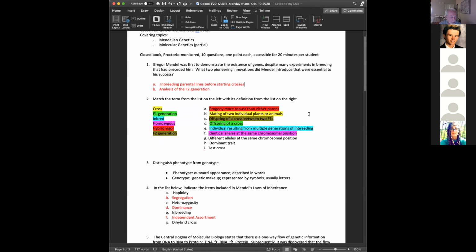Now, some of you confused question 1 with question 4, Mendel's laws of inheritance. So you gave me Mendel's laws of inheritance for question 1, which is not correct. Mendel's laws of inheritance would not have been possible without his 2 innovations that were called for in question 1. So is that clear, the distinction between Mendel's laws and the innovation that allowed him to arrive at those laws?